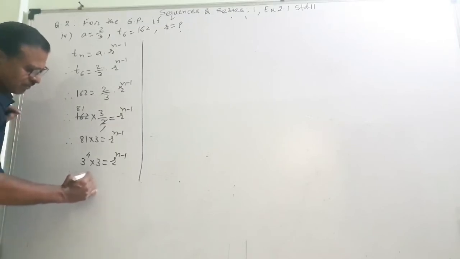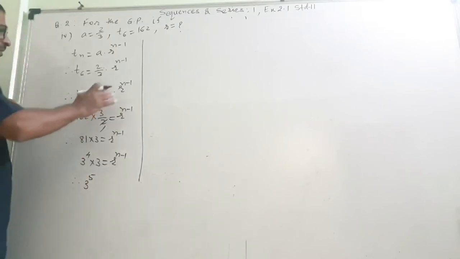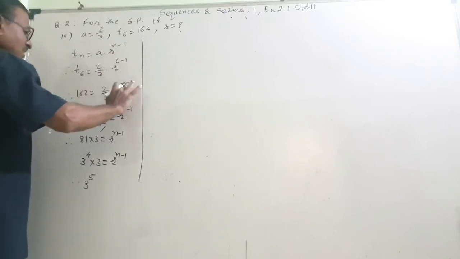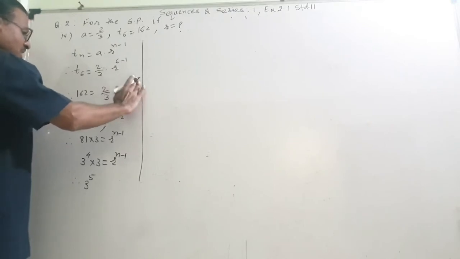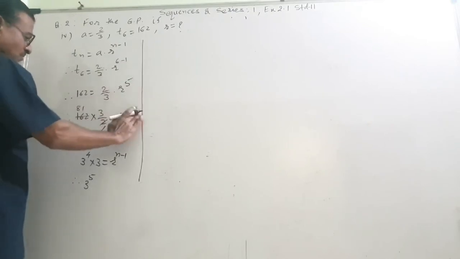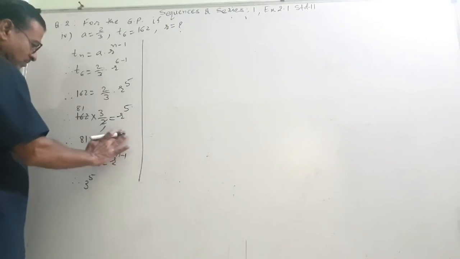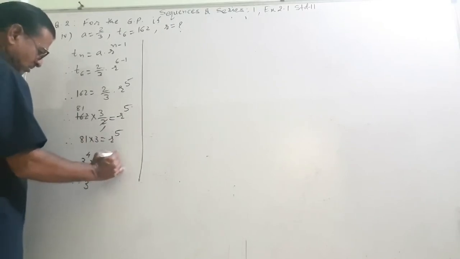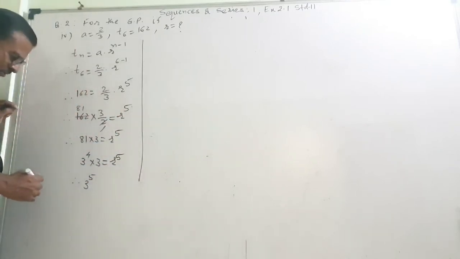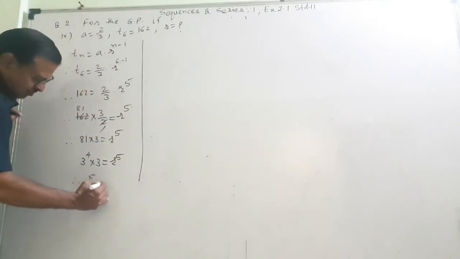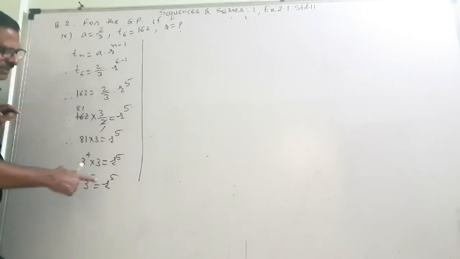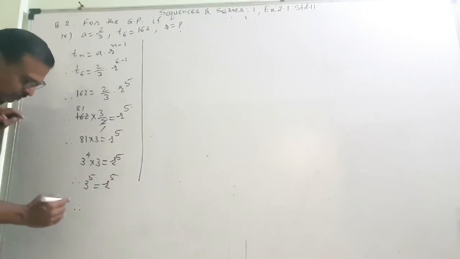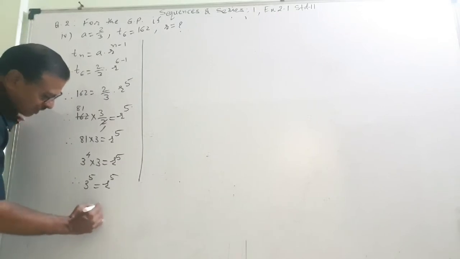3 raised to 5. Oh, here I have made a mistake. I should have put 6 at the last step. So here I will write 5, and this 5 also. I will go on in the initial step only. So 3 raised to 5 is equal to R raised to 5. Now see that the indices are same. Therefore, taking the fifth root, R is equal to 3.